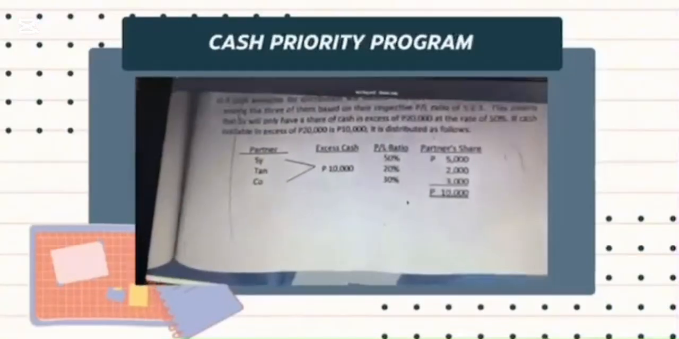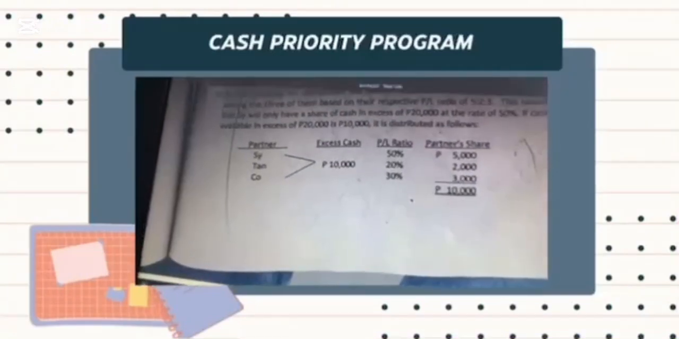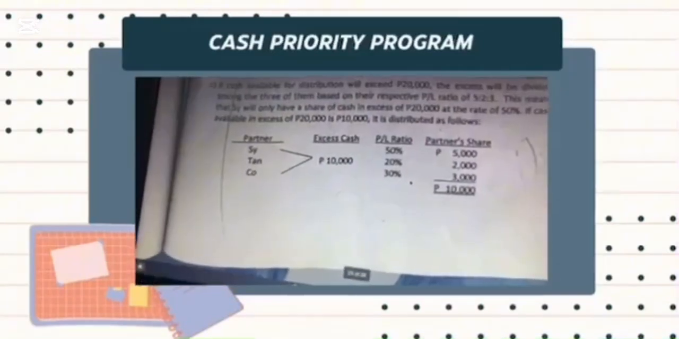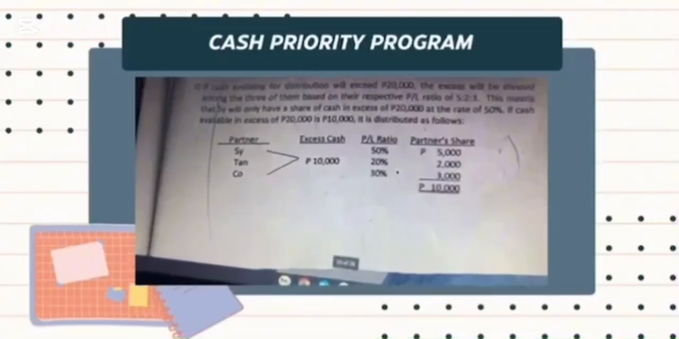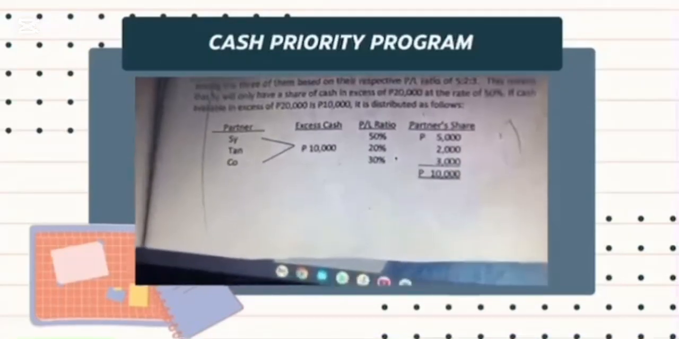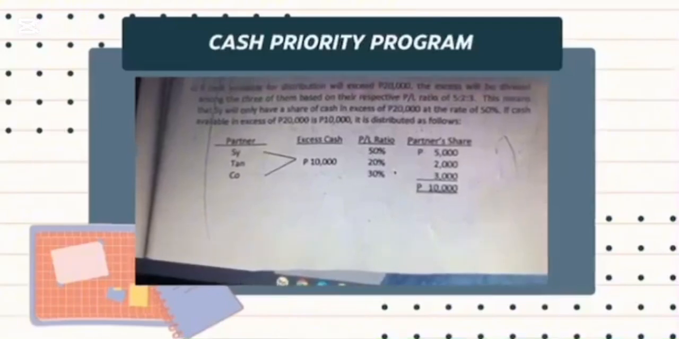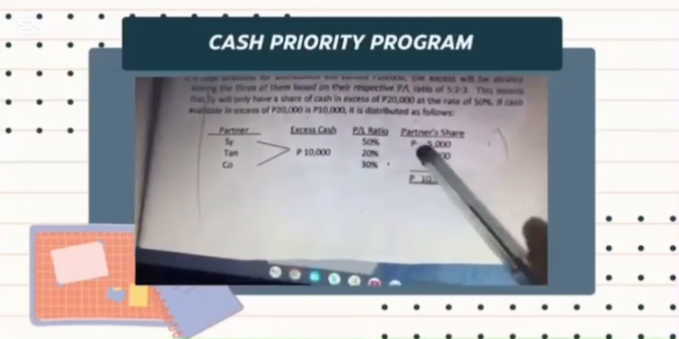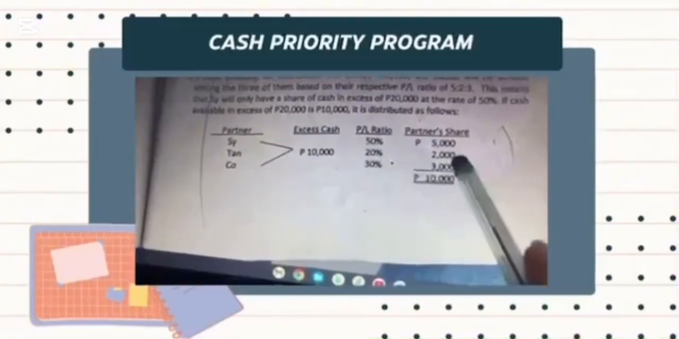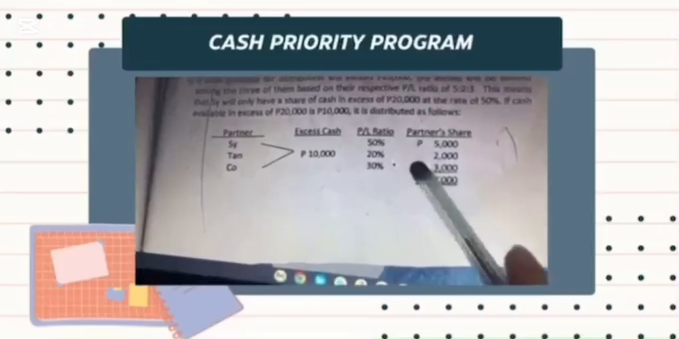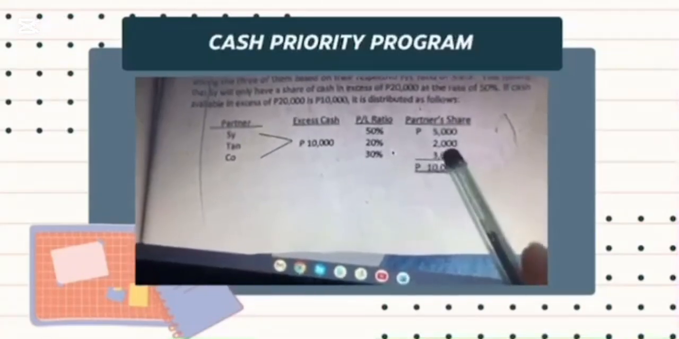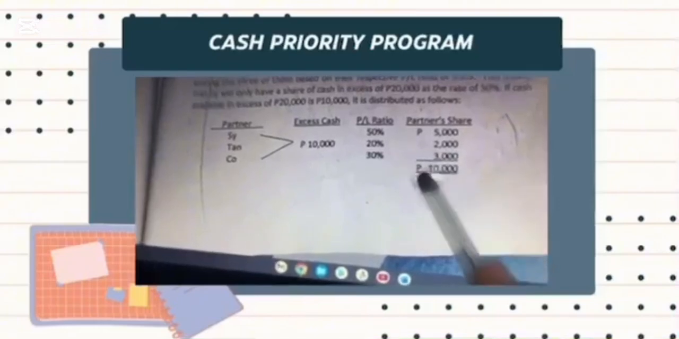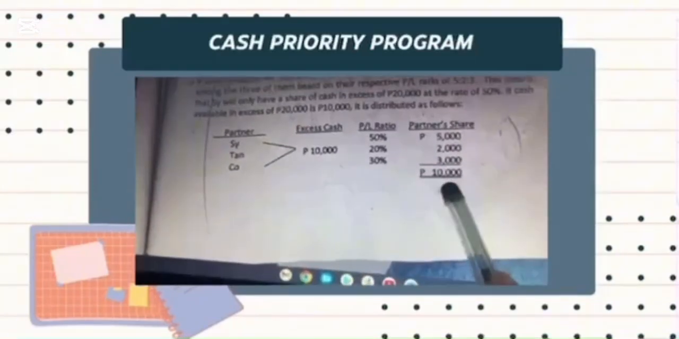So the partners Tan and Co have an excess of 10,000. The profit or loss ratio of Sai is 50%, Tan 20%, and Co 30%. So the partner share here, as illustrated, Sai's share is 5,000, Tan's share is 2,000, and Co's share is 3,000, with a total of 10,000 pesos.